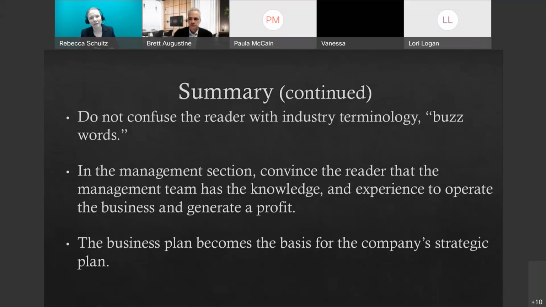In the management section, convince the reader that the management team has the knowledge and experience to operate that business, and of course, generate the profit. Businesses are in there to be profitable. Your plan should be able to show how you're going to reach that goal, and why it's important to invest in you. So this becomes the basis for your strategic plan. Remember, when you get through all these sections, what do you do? You go back to the executive summary. Because now we really have a well-rounded knowledge of how we're going to accomplish our goals. We understand all of the ins and outs, our full power as a business owner.